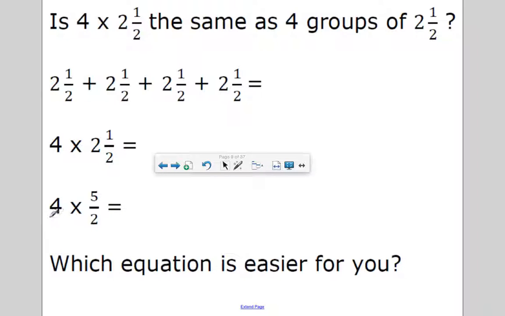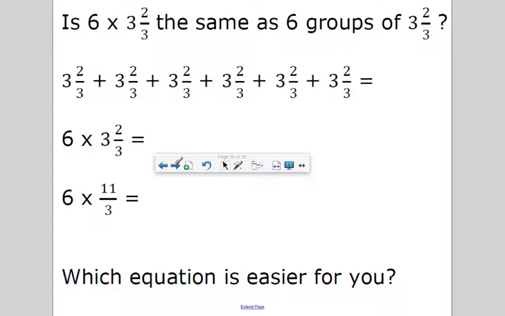Now solve it. So rewrite the whole number in fraction form. 4 times 5, multiply the numerators, that's 20/2, or just 10. Which one do you prefer? Some people prefer adding. 2 plus 2 plus 2 plus 2 is 8. Half and half makes a whole. Other half and half makes a whole. That's 10 whole. I prefer this one, the third one.